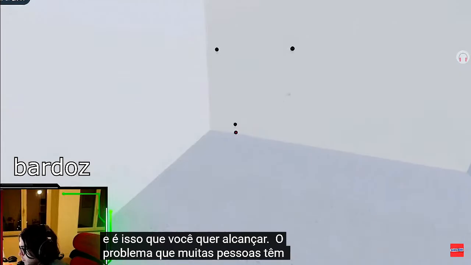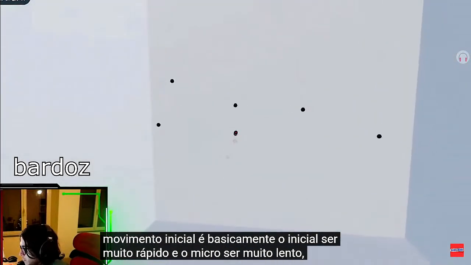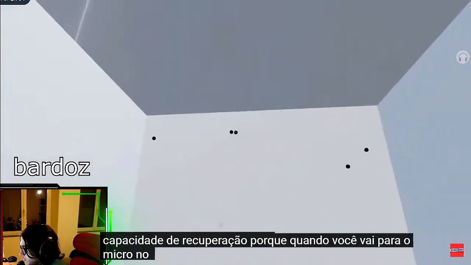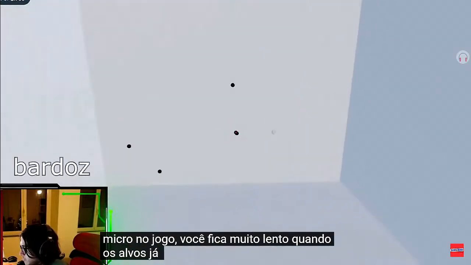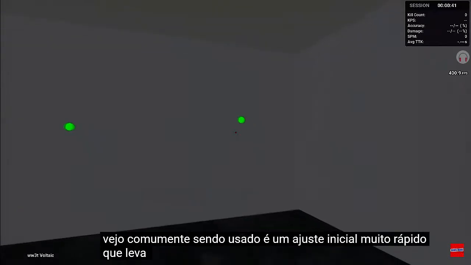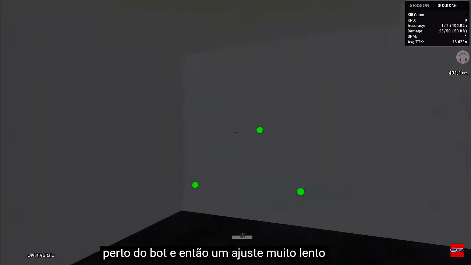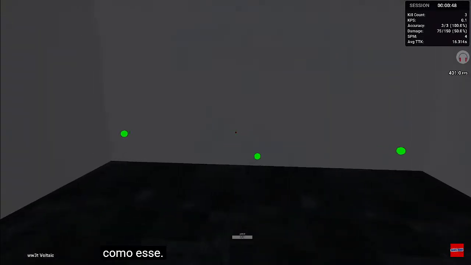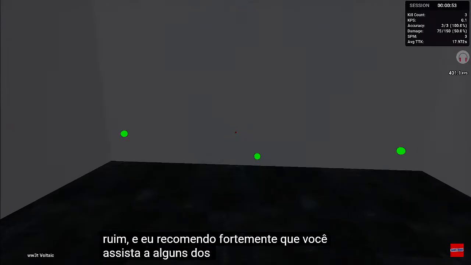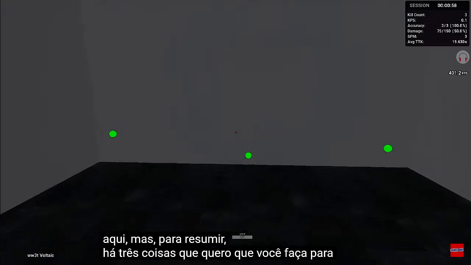The issue many people have with the initial flick is essentially the initial being very fast and the micro being very slow, creating a discorrelation and less recoverability, because when you go to micro in game, you'll be too slow when the target's already moved. What I commonly see is a very fast initial that leads into you flicking anywhere near the bot, and then a very slow adjustment, like this. There's a variety of reasons why this is bad, and I strongly recommend you check out some of the videos linked right here. But to keep it short, there are 3 things I want you to do to solve this.